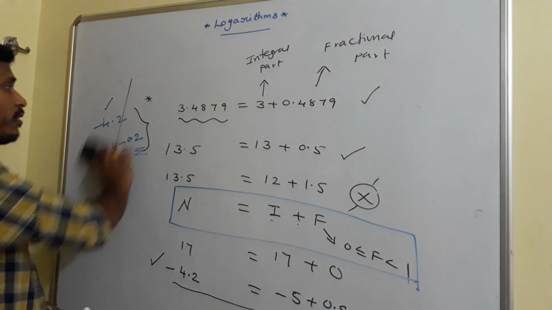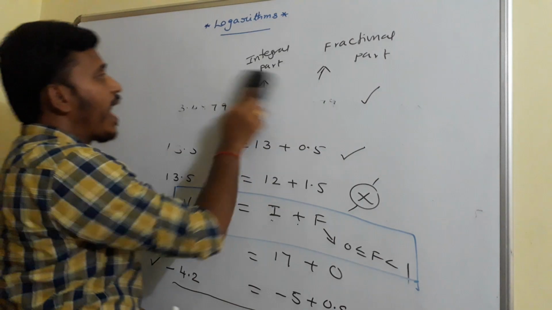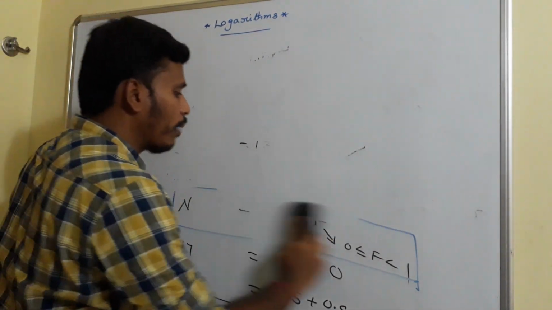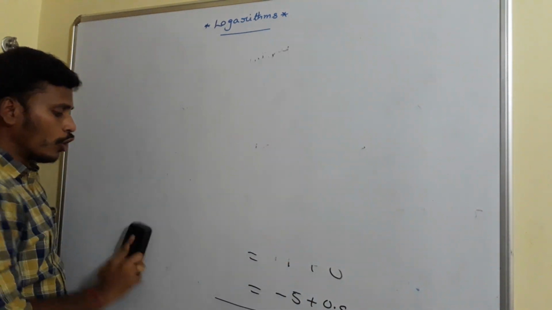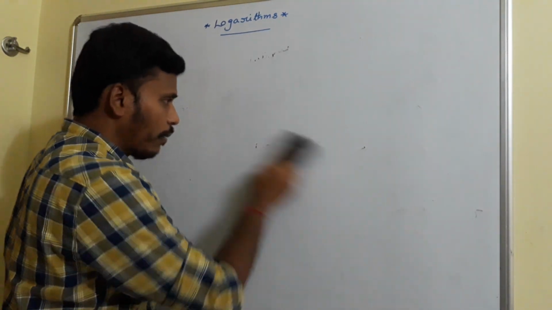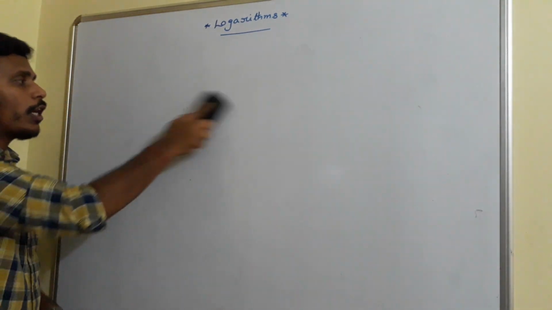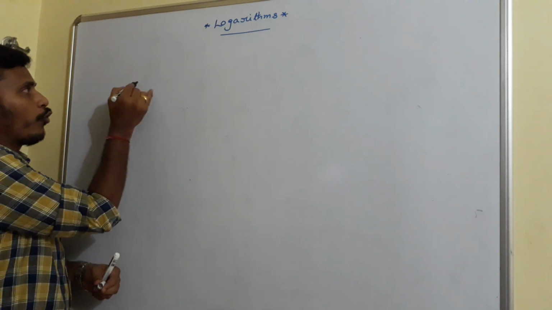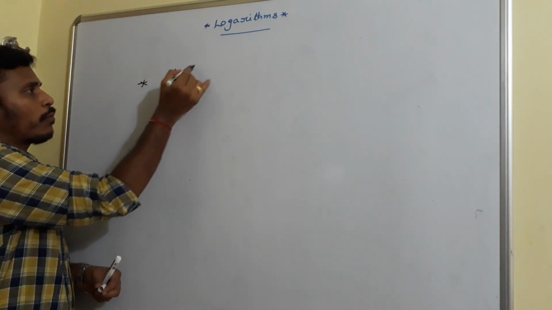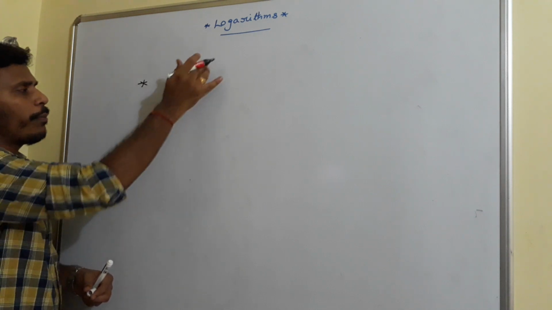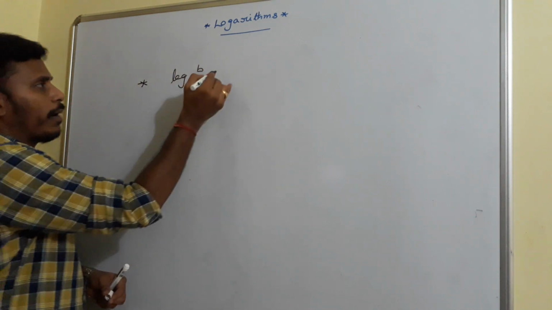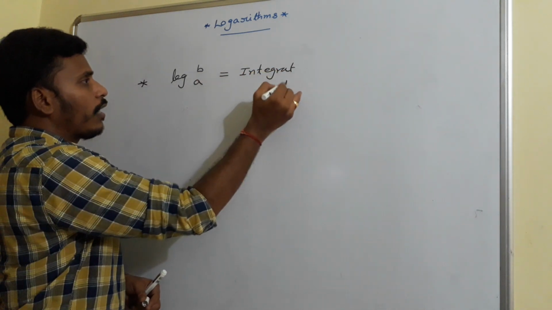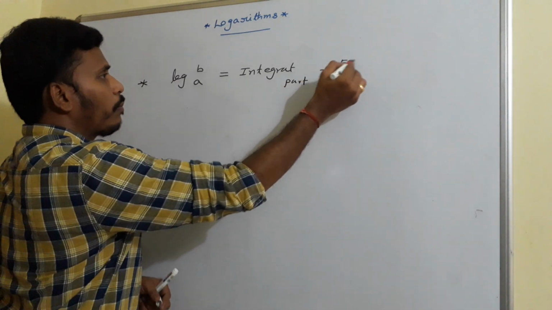Yeah, I am going to erase this. Now, every number has an integral part and a fractional part. Since logarithmic values are also numbers, every logarithmic value surely consists of an integral part and a fractional part. We will call that integral part the characteristic of the logarithm. For example, if you say logarithm of b base a, for some b and some a, surely this is a number. We are able to express this number as a sum of integral part plus fractional part.